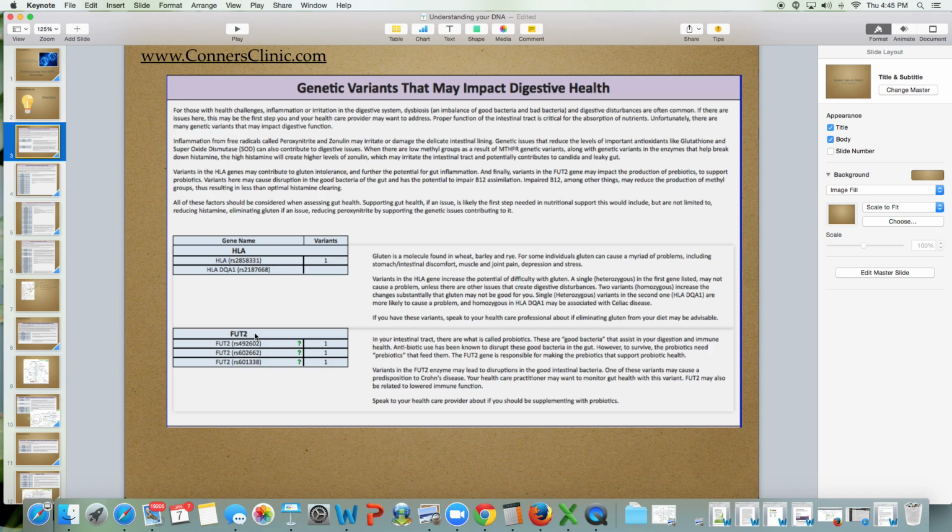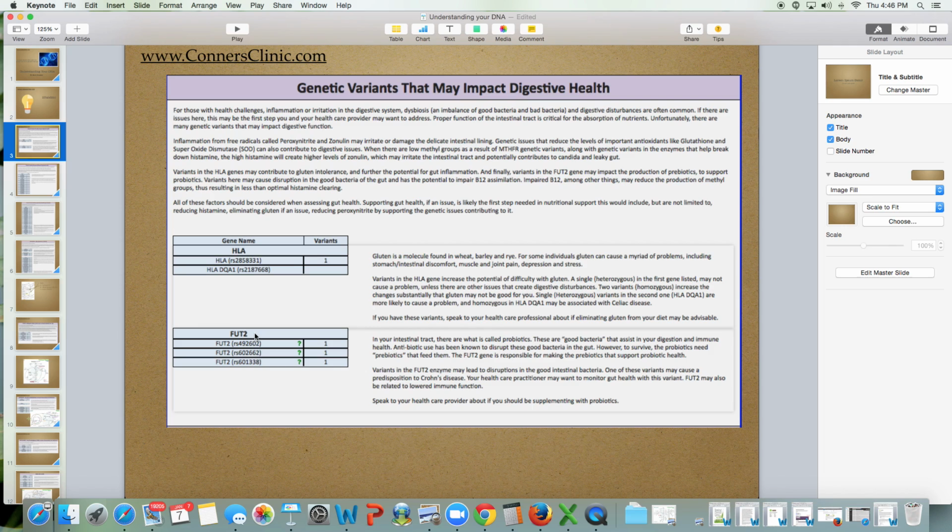If you don't have any defects on the HLA genes, does it mean you don't have to go gluten-free? Again, the answer is no. It would still be beneficial to go gluten-free because gluten is inflammatory. So if you have genetic defects of the HLA gene, it's even more important to be gluten-free.